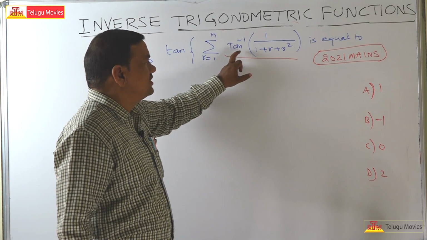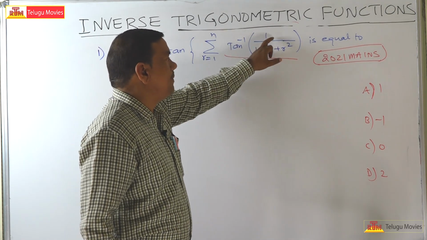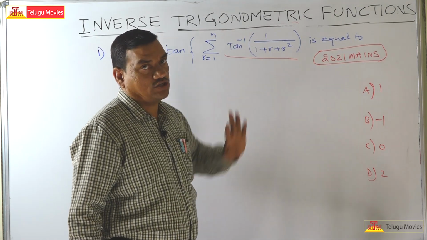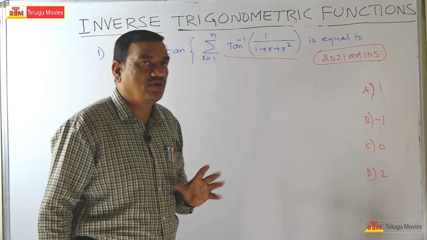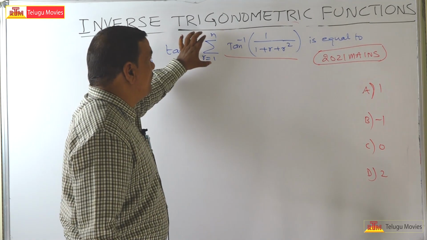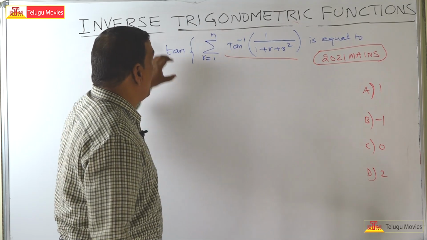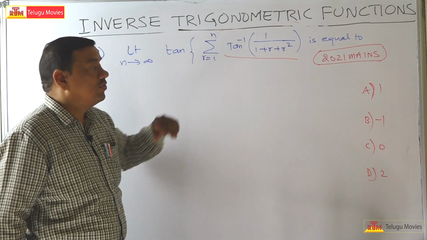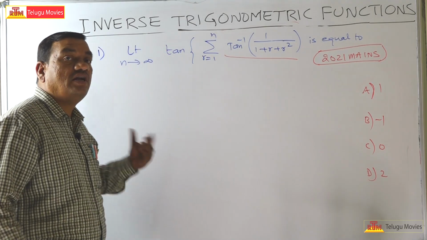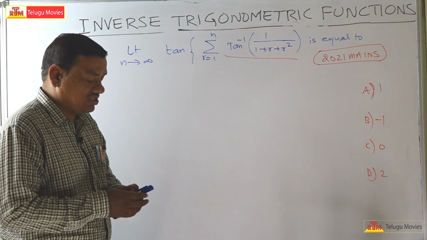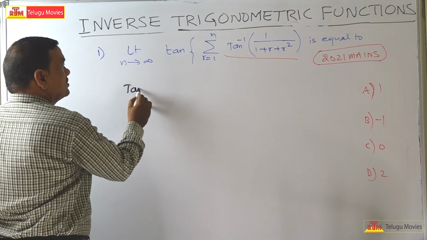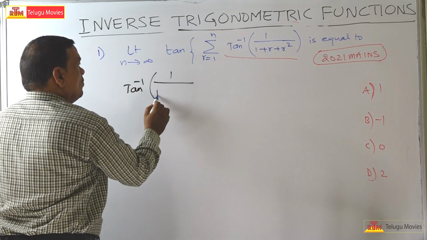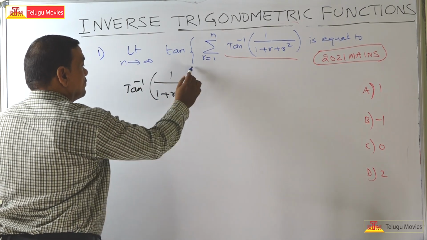The first thing is tan inverse of 1 upon 1 plus r square. First I will simplify this. Afterwards I will apply sigma. Afterwards I will find out tan of it. Next, afterwards I will find out the limit n tends to infinity. So one by one, systematically, I will come. So the first one is tan inverse of 1 upon 1 plus r square.